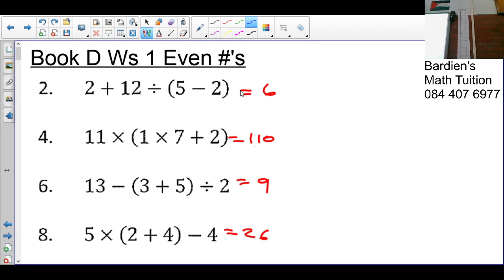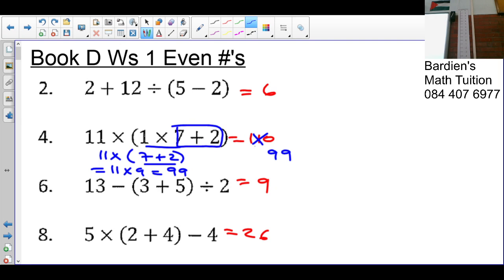Right, let's go to the first one. Any issues there? No. Don't just say no because you want to go on break. Number 4? Yes, okay. That needs to be done first. So it's 11 times 7 plus 2. 7 plus 2 is 9. So it's 11 times 9, which is 99. Okay, who got the sum wrong? Who said 110? Right, what did you do? So you did this part first. Oh, I see. So you wrote down the sum.